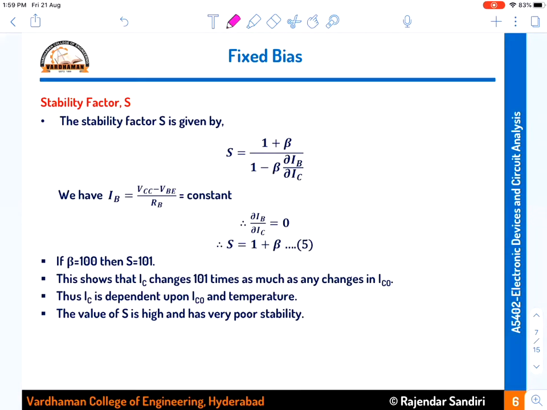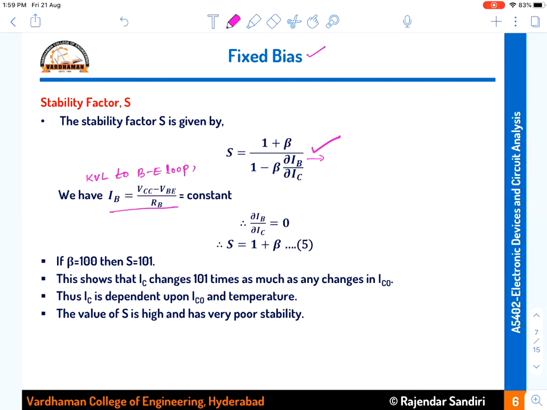So this is the formula readily available for us, which was obtained from the standard equation of the transistor current. Then we want dou IB by dou IC. You should know the IB expression for this particular fixed bias, which was already derived in the previous slides by applying the KVL to the base emitter circuit. If you apply KVL to the base emitter loop, we get the equation for the base current as IB is equal to (VCC minus VBE) by RB.